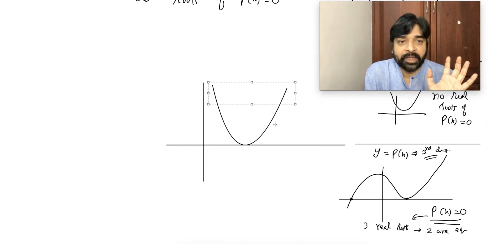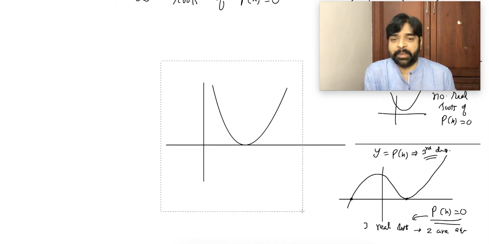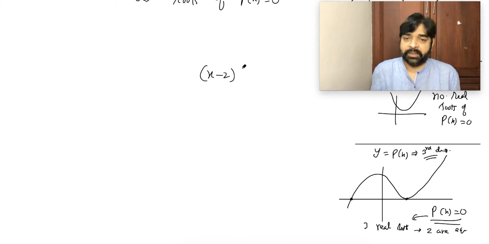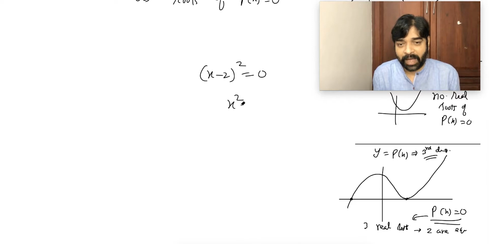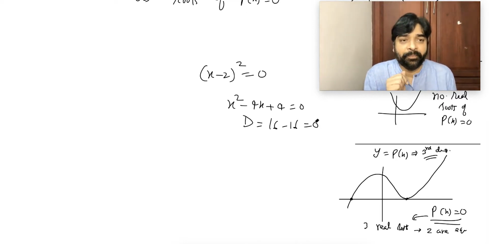I hope it's clear to all of you. It's very, very simple. So many times we've seen it, you may not be noticing. But if anybody asks you, tell me, how many real roots does this equation have? This is a quadratic equation. So I'll say two real roots, but both are equal. x square minus 4x plus 4 equal to 0. What is the discriminant? 16 minus 16 equal to 0. D equal to 0 means what? Two real roots but equal. Can we see graphically? Yes, (x minus 2) whole square.